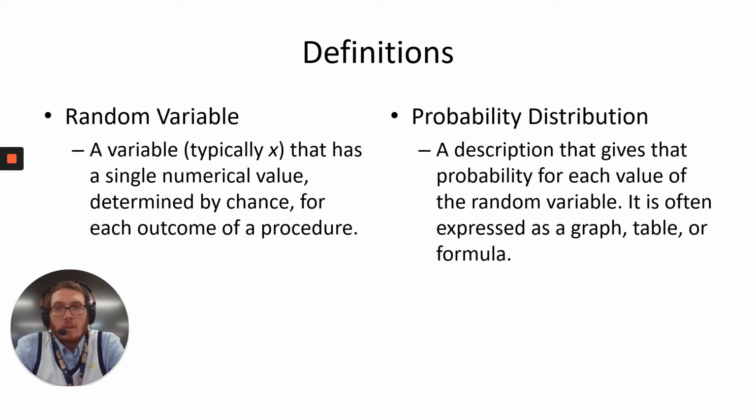variables. Random variables are typically denoted by the letter X and represent a single value that's determined by chance for an outcome of a procedure. For example, if I toss a coin 5 times, X could be the number of tosses that are tails. The distribution that occurs is what's known as a probability distribution.